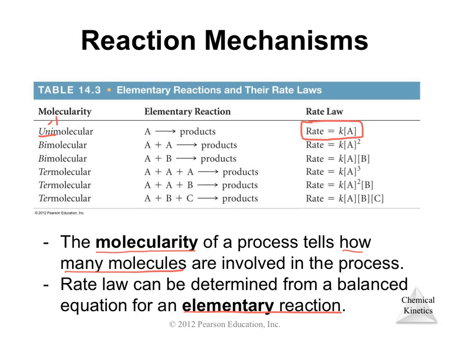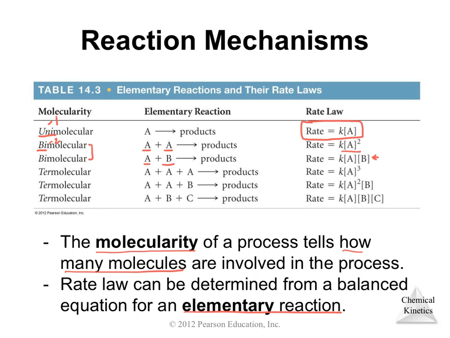A bimolecular reaction, meaning two, is going to be second order. And there's a couple of ways that could happen. It could be two of the same thing needing to collide. So then our rate law would be that squared. Or it could be two different things that need to collide. And then it would be first order in both of those.